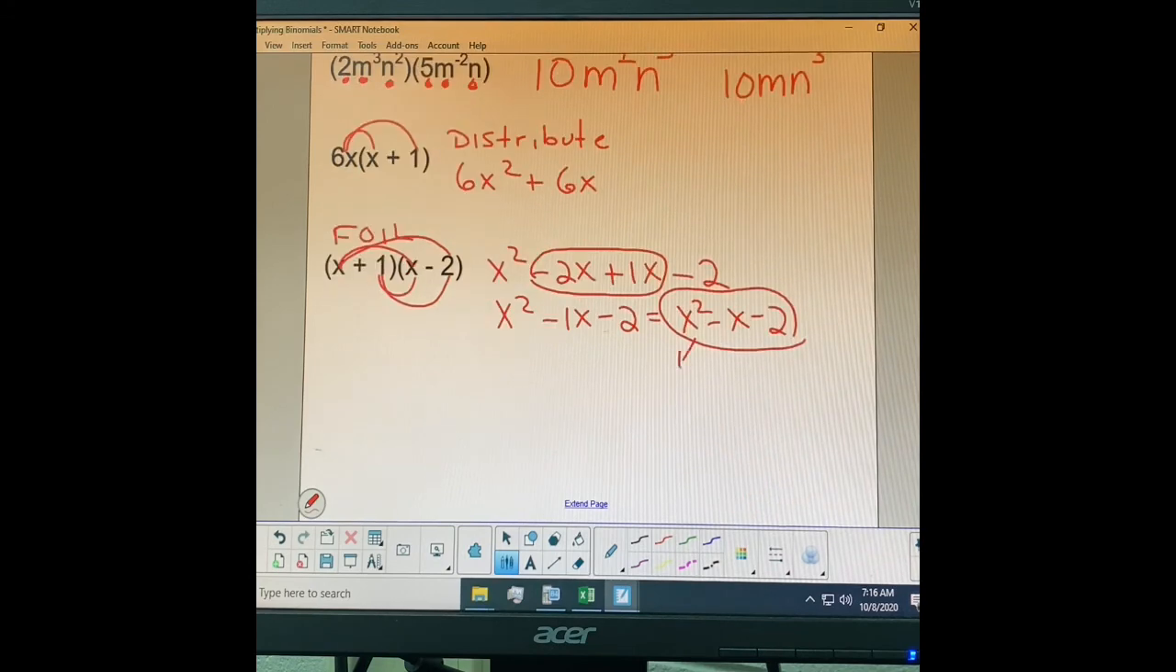Here we have x squared minus x minus 2. This is a trinomial. It has a degree of 2, which means it's a quadratic, and a leading coefficient of 1.